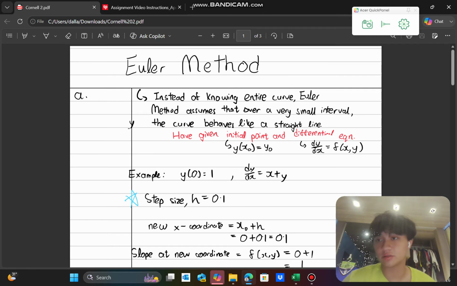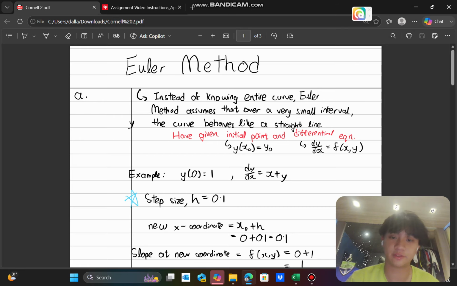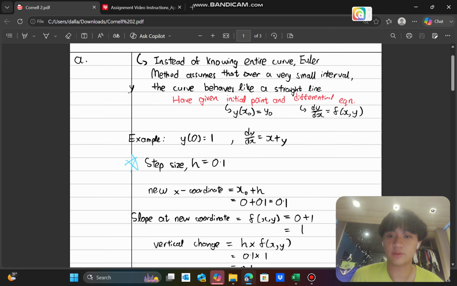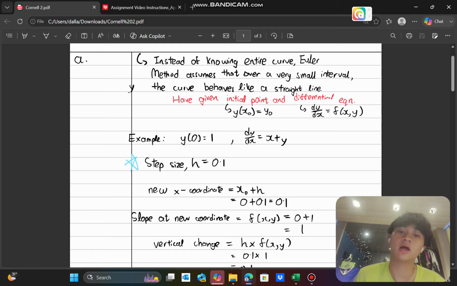So whenever you see a graph, you always see how it moves from the left to the right. It doesn't matter if it's going up, down, or straight, it always goes to the right. So exploiting this, with Euler's method, we can assume that over a very small interval, the curve behaves like a straight line. So what does that even mean?